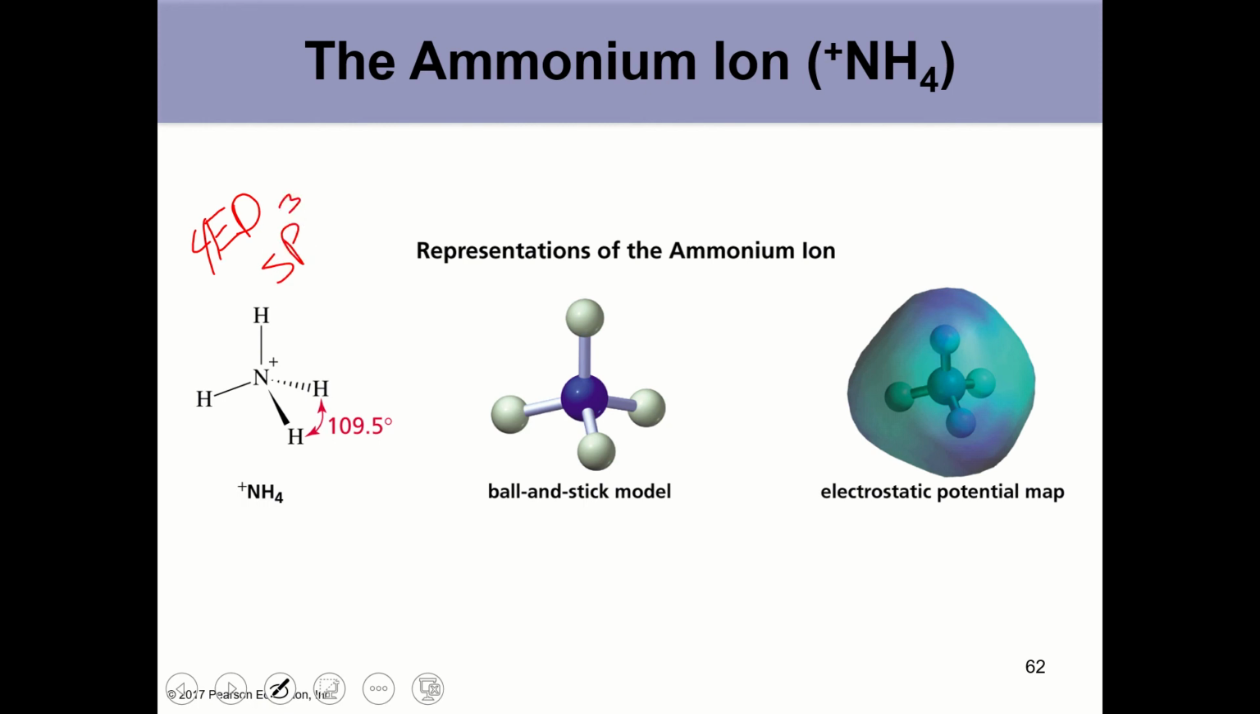It's still sp3 hybridized, but now the molecular geometry is tetrahedral because there are no lone pairs. And so the bond angles will be 109.5. And notice the electrostatic potential map showing very low electron density overall due to the positive charge, reflecting the positive charge with the blue color.